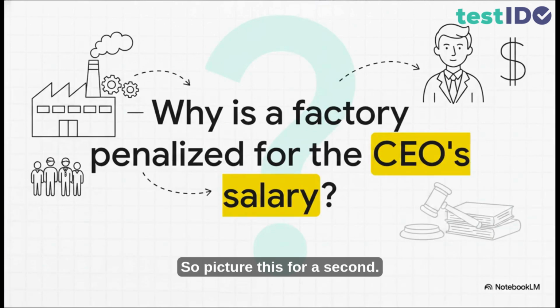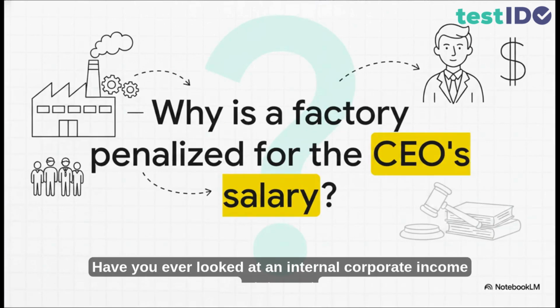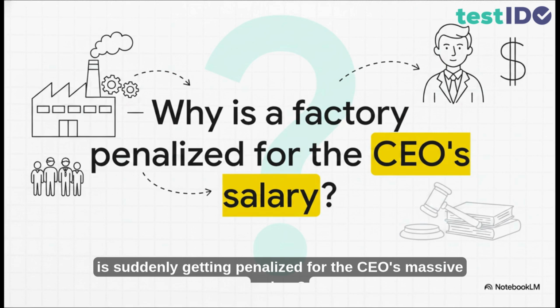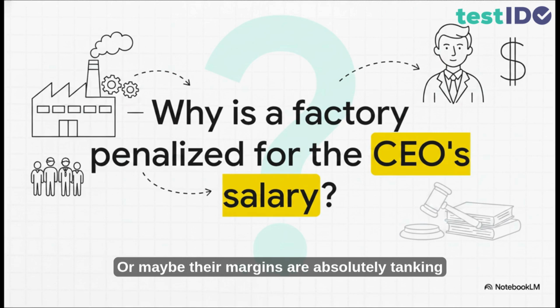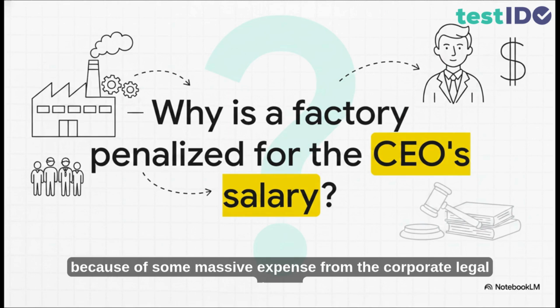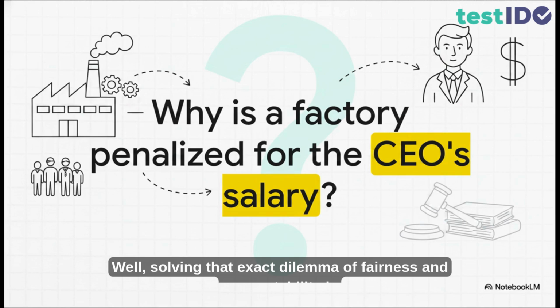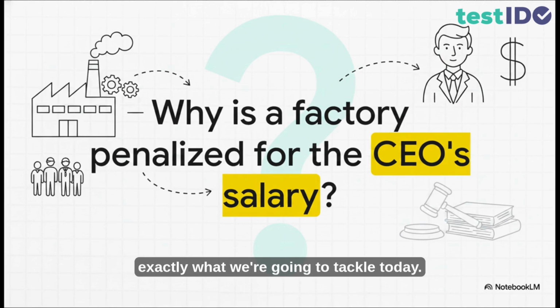So picture this for a second. Have you ever looked at an internal corporate income statement and just wondered why a hardworking, super efficient manufacturing department is suddenly getting penalized for the CEO's massive salary? Or maybe their margins are absolutely tanking because of some massive expense from the corporate legal team. It feels inherently unfair, right? Well, solving that exact dilemma of fairness and accountability is exactly what we're going to tackle today.